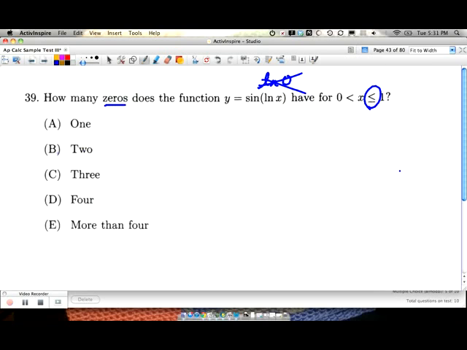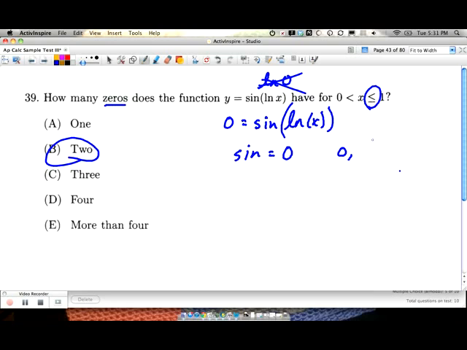How many zeros does it have? It has 2. Now, if I wanted to confirm that algebraically, I want to try and set this equal to 0 and see what I can figure out. Well, then that would be asking, when does y equal 0? 0 equals sine of natural log of x. When does sine equal 0? Well, it equals 0 at a couple of places. It's going to equal 0 at 0, of course, and at pi.